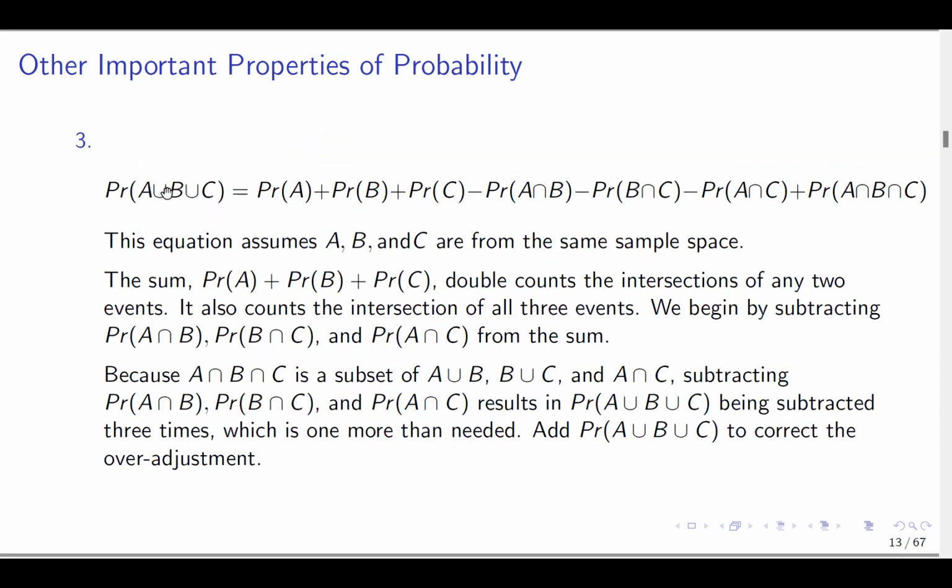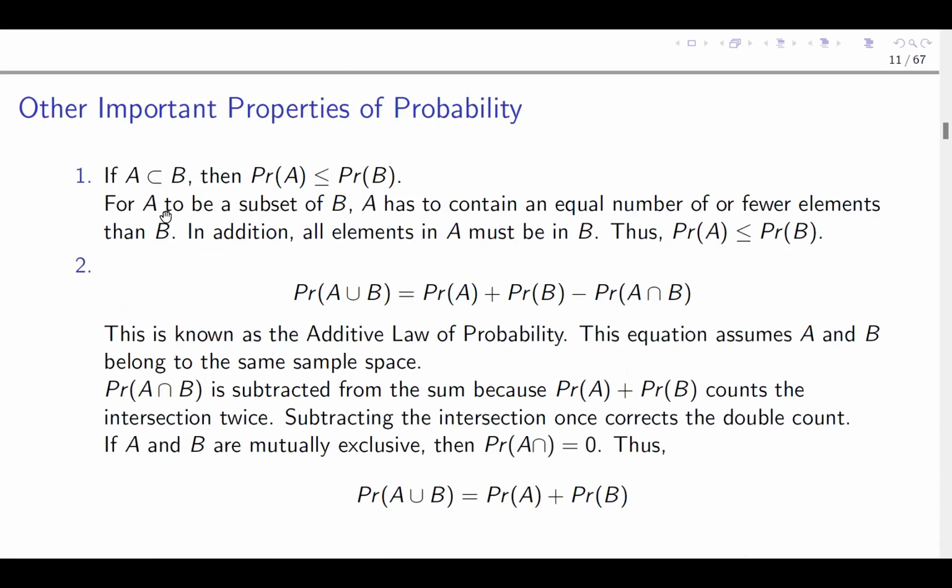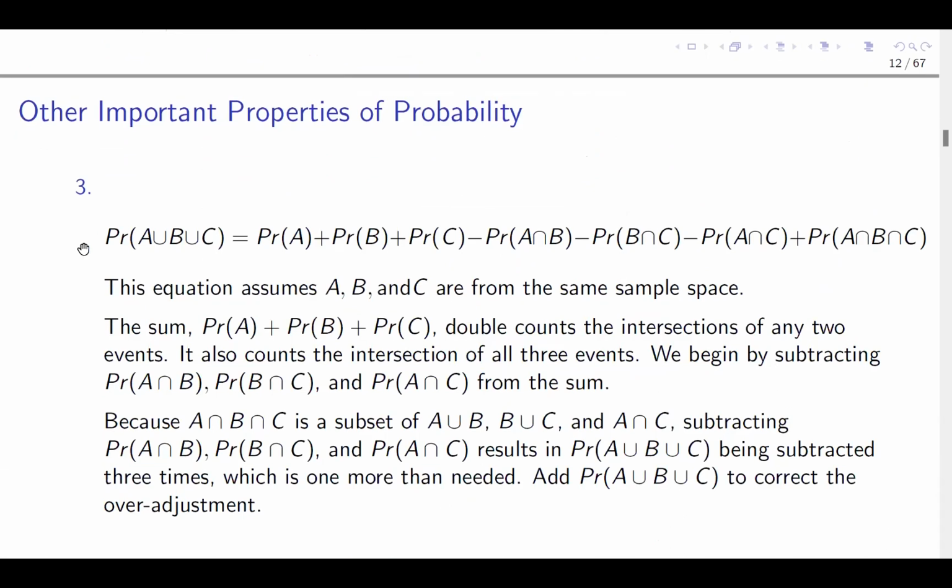So this can be extended to a three-member set, okay, where we are looking at A, B, and C. The union of these three sets, A, B, and C, is simply adding these three probabilities. Then you subtract the three intersections because they've been counted twice. But if you subtract them 3 times, you need to add back the intersection of A, B, and C. Okay. So once again, we are assuming that A, B, and C are coming from the same sample space.